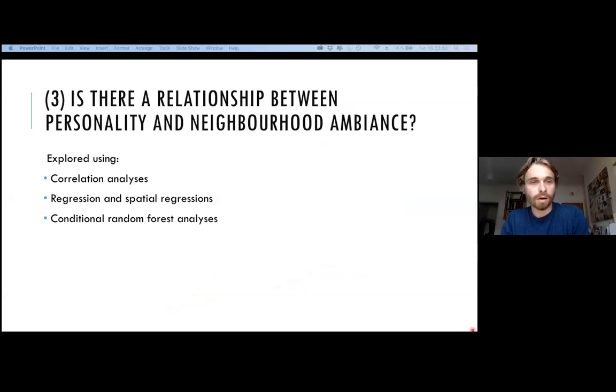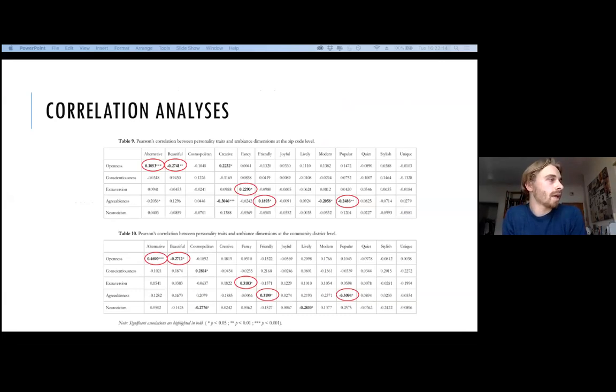Our correlation analysis was looking at personality traits and ambience dimensions. I've highlighted here the trait dimensions which remain significant across both levels of spatial analysis, both at the zip code level and at the community district level. One particularly notable relationship was between the openness trait and the alternative dimension. We see it rising to 0.469 at the community district level, and in both cases it remained highly significant.